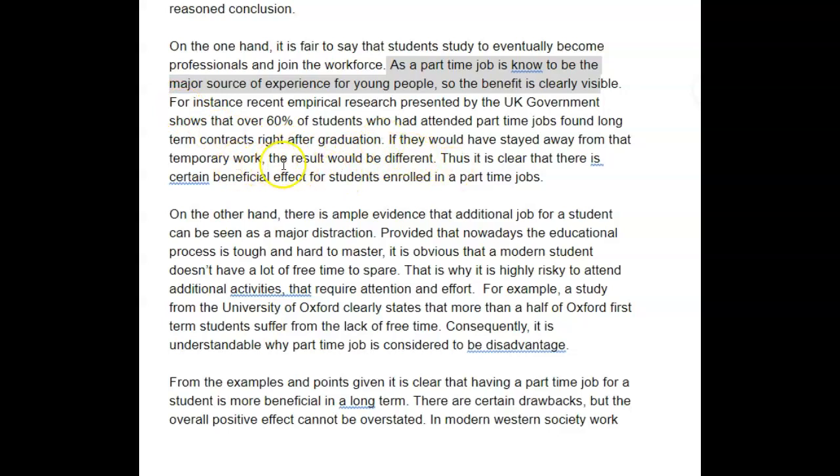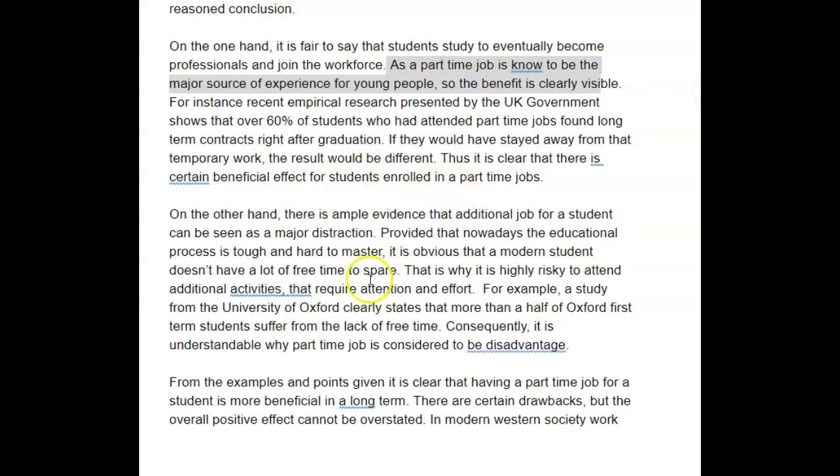This sentence is a generalization, and you're assuming something that you can't really prove. So I would stay away from this sentence, okay? If you had tempered it, if you had made it a little less absolute, then it might have worked. Let me tell you what I mean. I don't really care for this word "stayed away." If they had not been involved in temporary work, the result could have been different. Okay? So you're not making it so absolute. And that's a better idea in an IELTS essay, okay?